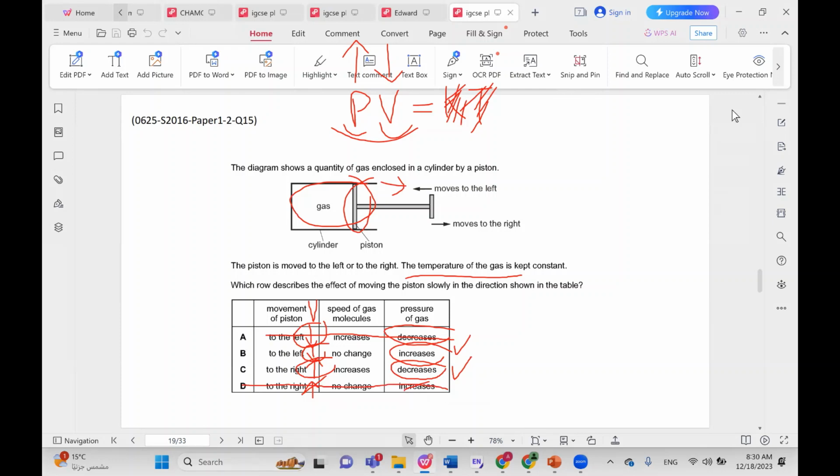Now we need to figure out whether it's B or C. B and C are correct in terms of the movement and the pressure, but we need to figure out the speed. What happens to the speed? Of course, since the temperature does not change, then the speed does not change as well. So there's no change in the speed. So therefore, B here would be the correct answer.